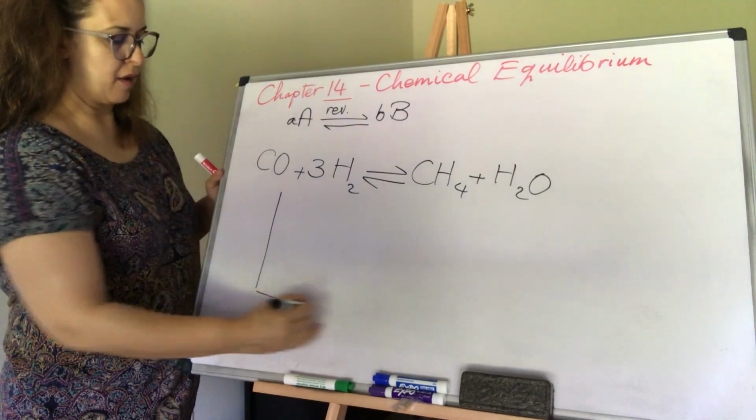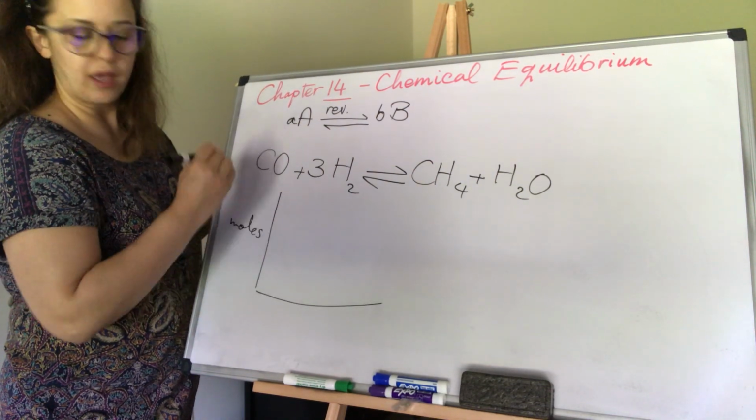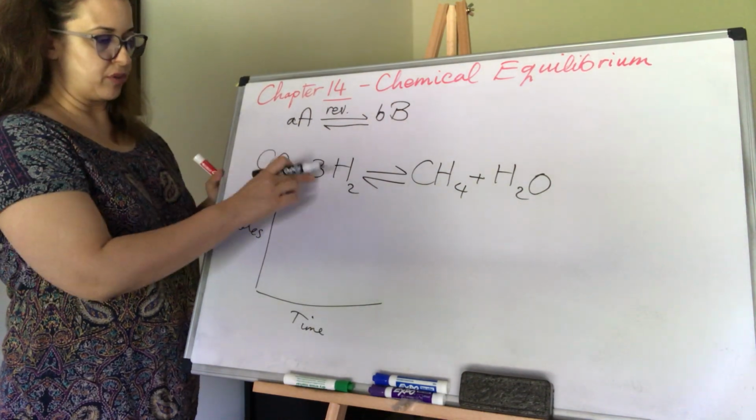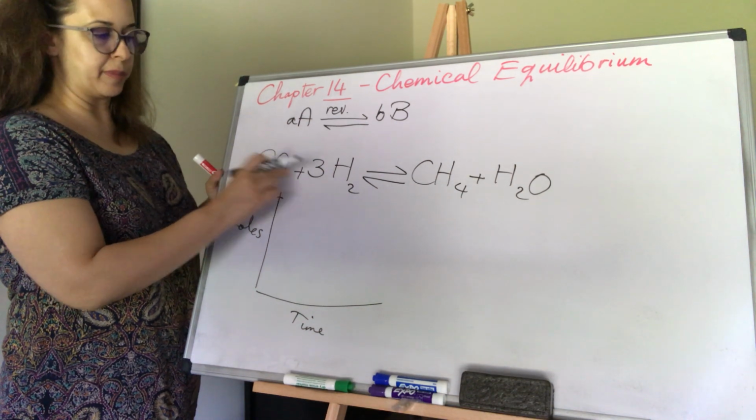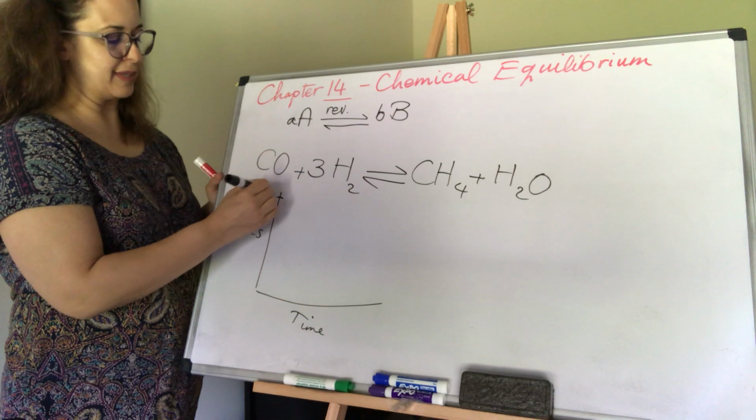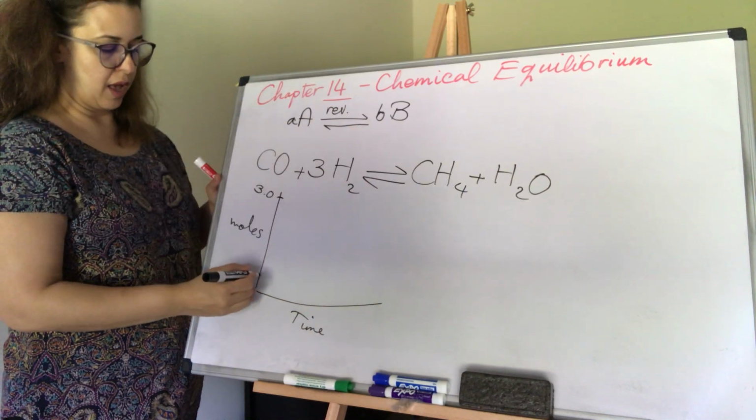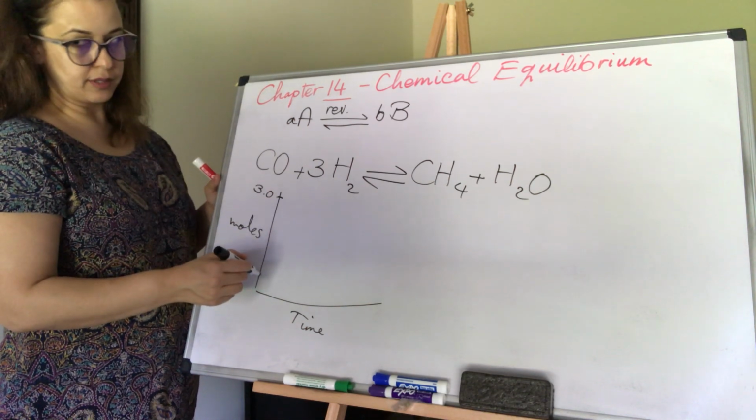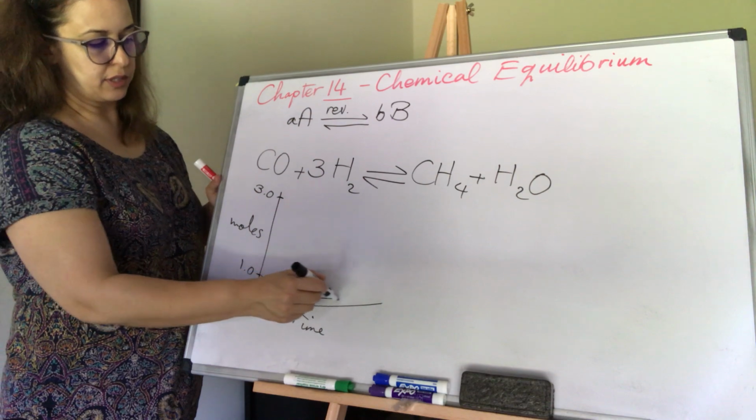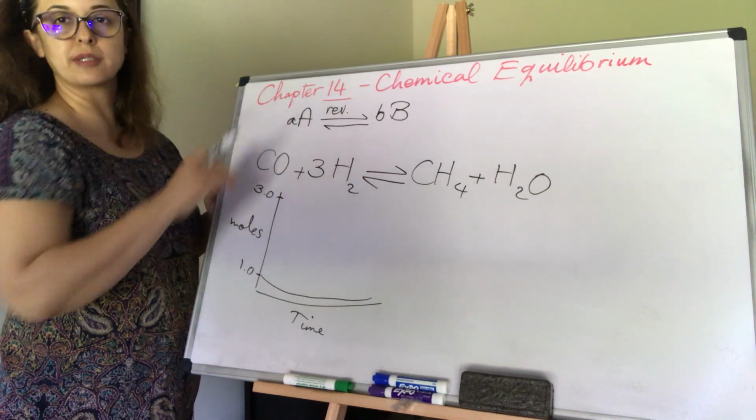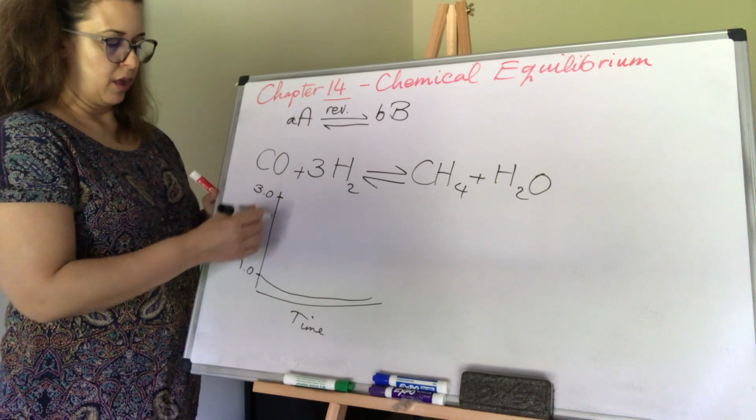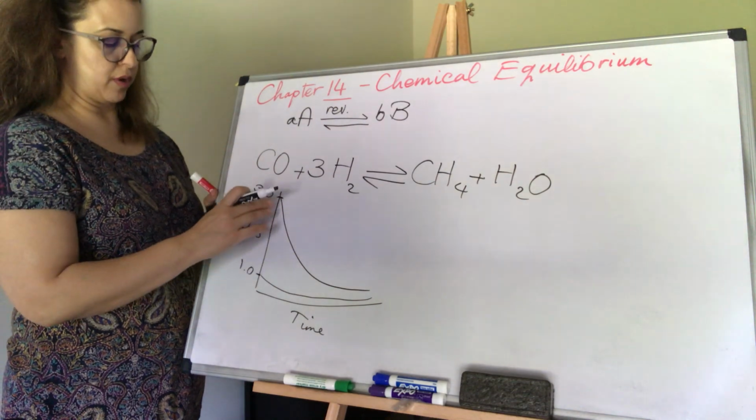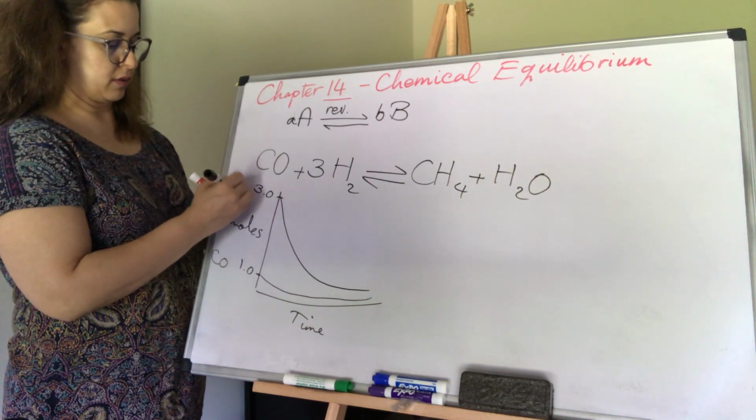So you see we have the moles and we have the time. So we have 3 times as much hydrogen as carbon monoxide, right? So if, for example, we say we have 3 moles of hydrogen and 1 mole of carbon monoxide, then the moles of carbon monoxide start decreasing by going towards the products, right? Also, the same thing for hydrogen. Let's say this is carbon monoxide, this is hydrogen.